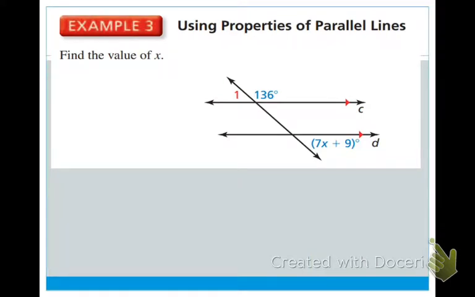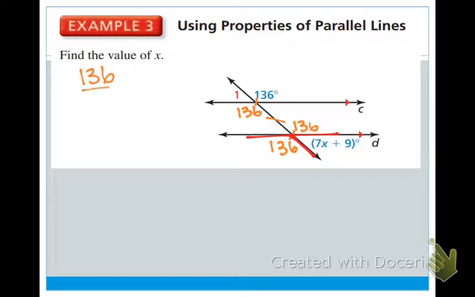All right, so first thing, we're going to go back to our steps. Is there a relationship between 136 and 7x plus 9? No, there is not. So then you can do the zigzag. Did 136 land on 7x plus 9? No. So do they equal? No. So if they're not congruent, then they are supplementary. So we're going to do the same thing. You add them up, and what will they equal? 180.